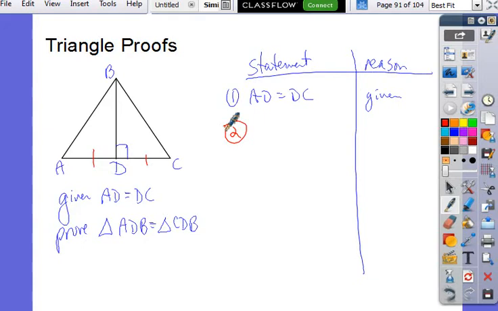I'm going to do the thing with the X in the middle. What that's called, well, I'm going to say that DB is equal to DB, and the rule is reflexive. It's the same in both of them. All right. Can somebody make the triangles be equal right now? You can't? Oh yeah, you can.